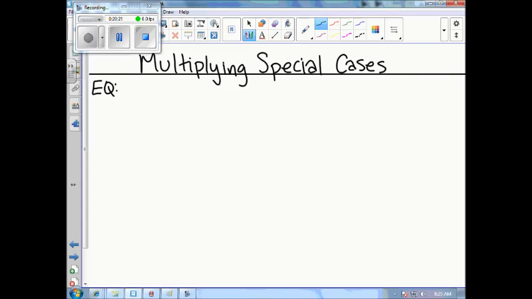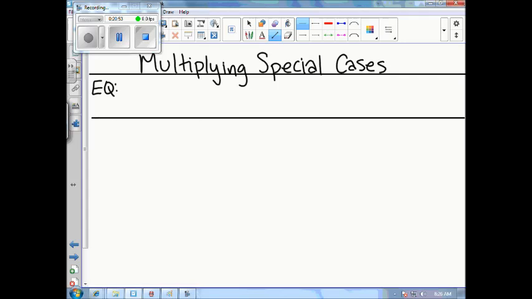Ishmael, if you want to turn your desk so you can see. Write your own essential question. This is a requirement for the notes. This is a question we don't know yet, but we should be able to answer by the end of class. The title is Multiplying Special Cases. And we're definitely talking about adding, subtracting, multiplying polynomials. Okay, after your essential question, then please draw your column.